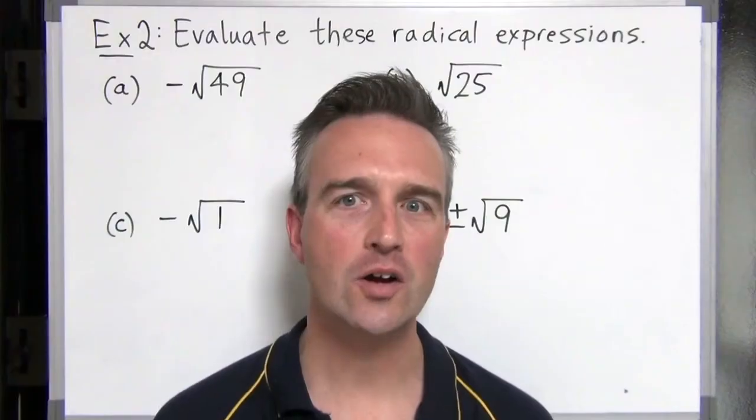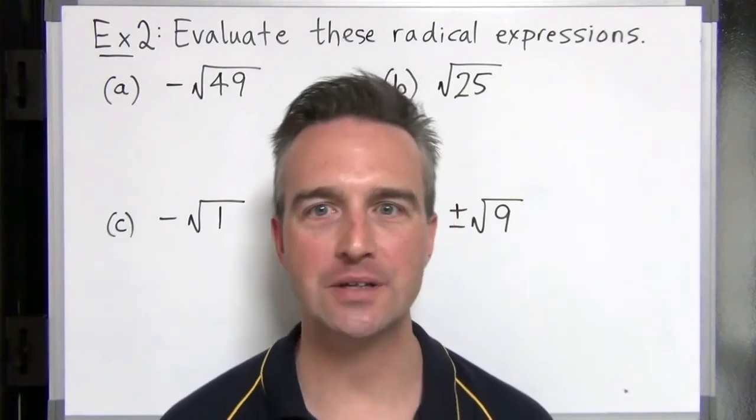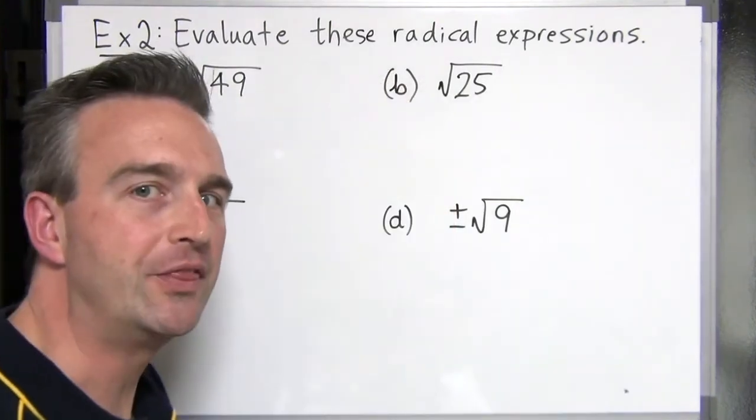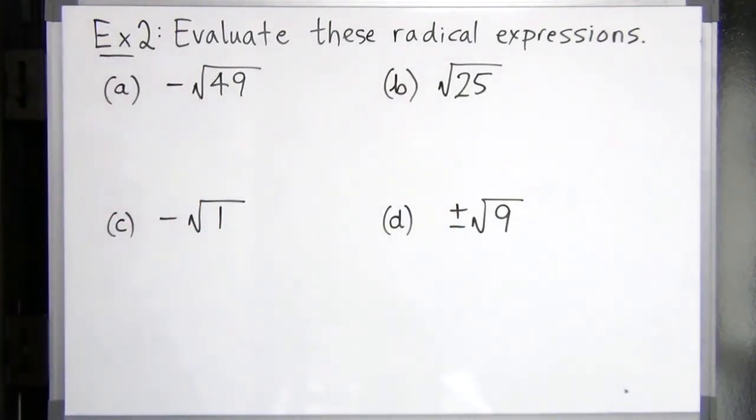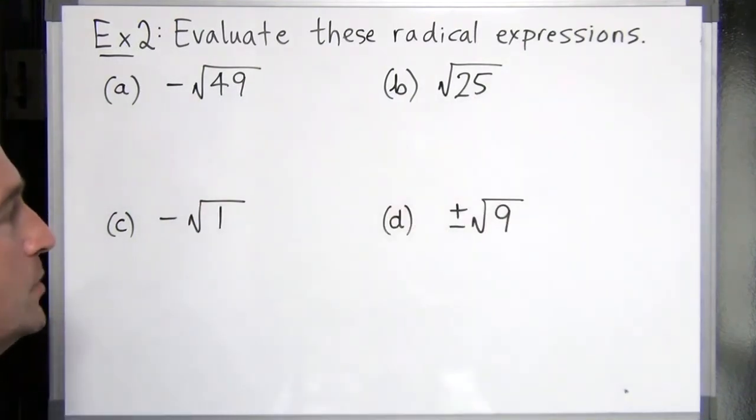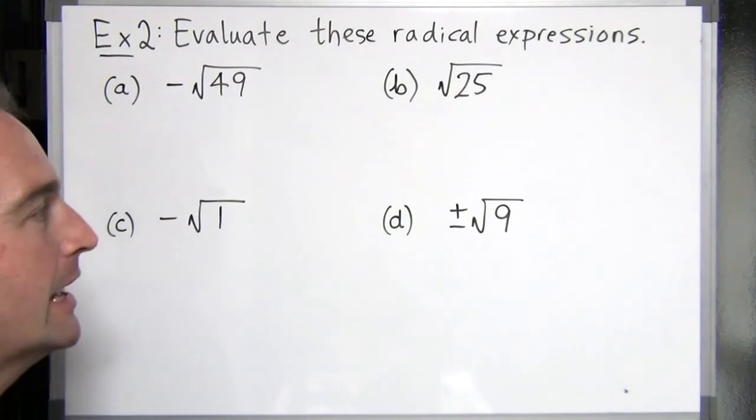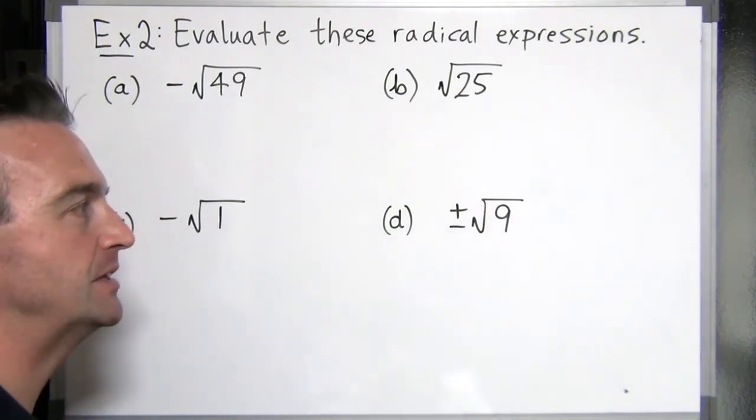Fair enough. Got the hang of it? It's now your turn. Please try example 2. Evaluate these radical expressions. So here we have the negative square root of 49, the positive square root of 25, the negative square root of 1, and both square roots of 9, the positive and the negative.